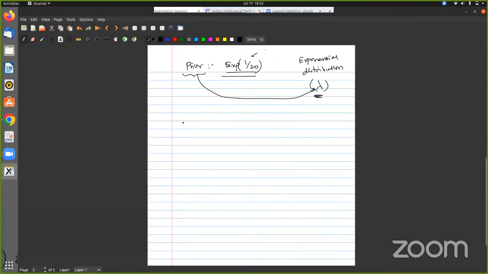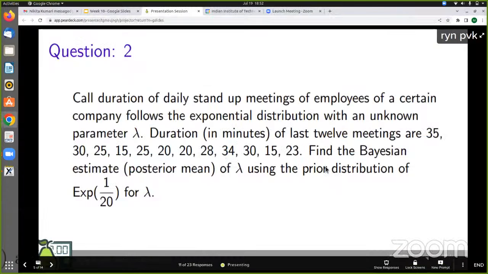So what we are taking as 1 by 20 here is the prior distribution. Let's call it lambda 1. Posterior density is directly proportional to likelihood times prior. For likelihood, how many samples are there? Total 12 samples.